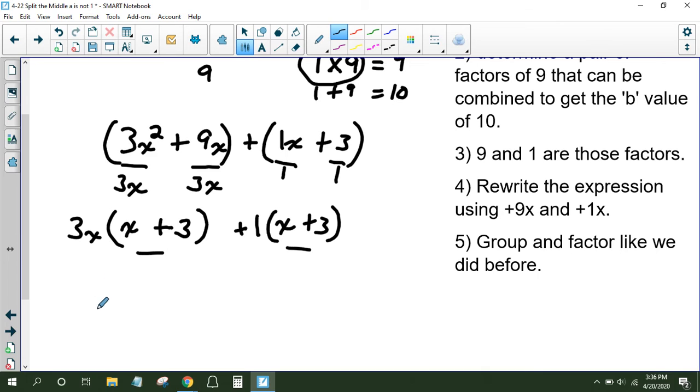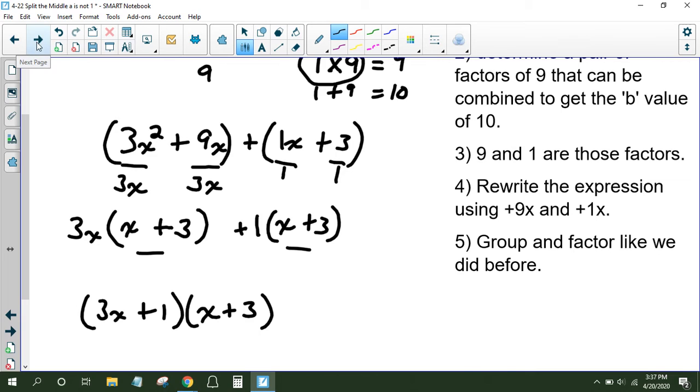So final step, we're going to group together our GCFs that we just factored out. So the 3x, the 1, 3x here, the 1 here, and then our two common sets of parentheses with the x plus 3. And we are done.